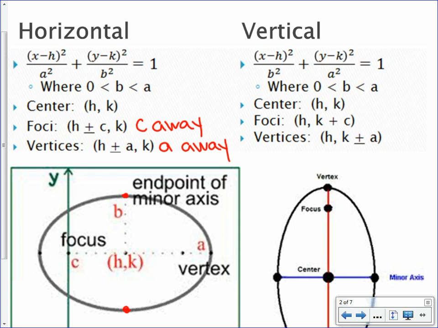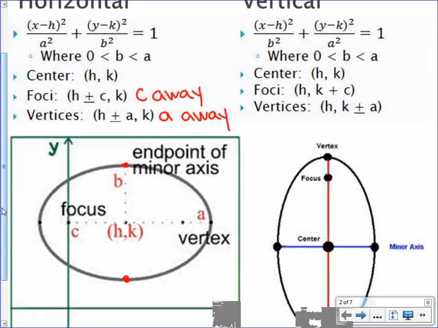Our center is still (h, k). Our foci are still C away. Our vertices are still A away. Just make sure your foci are along the major axis.